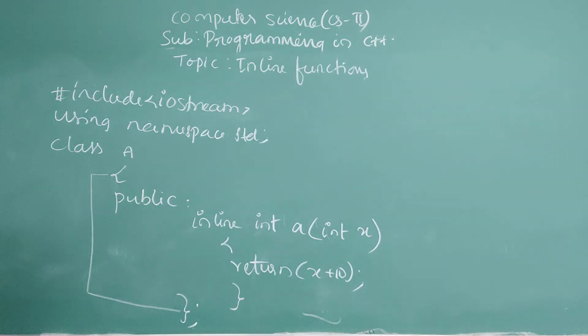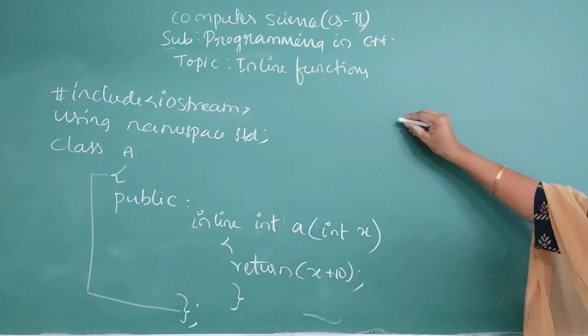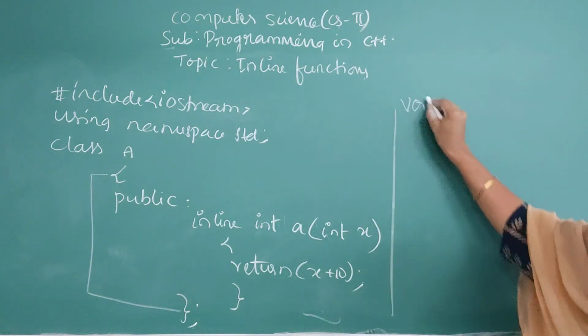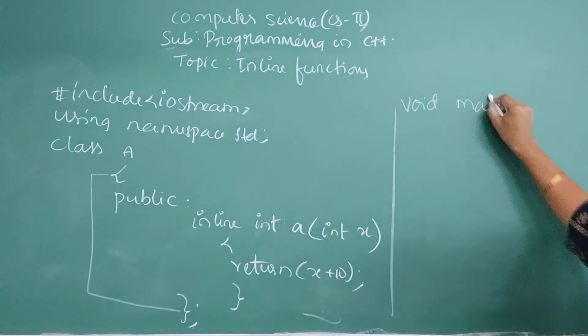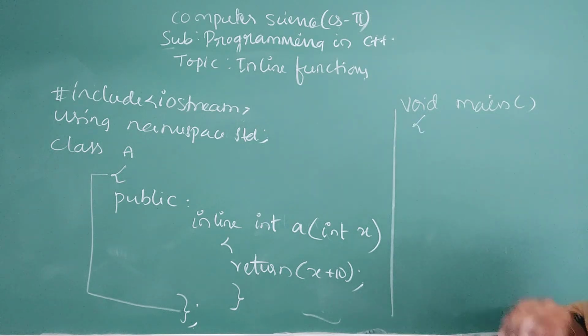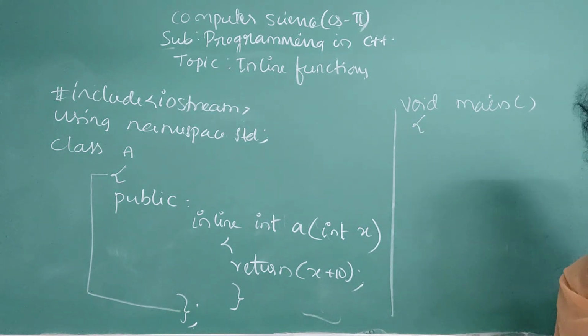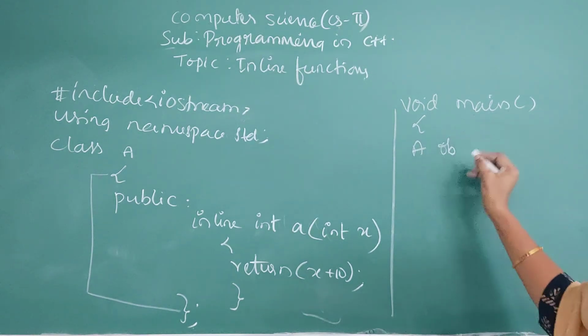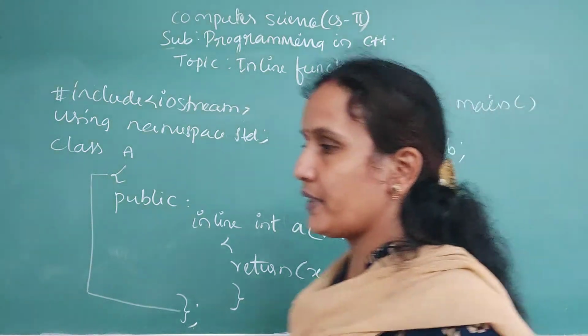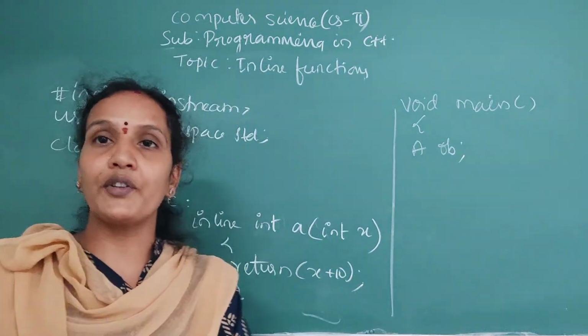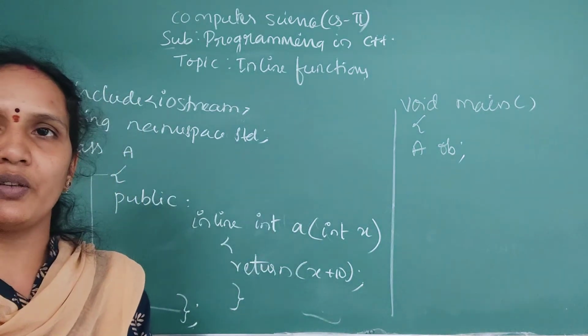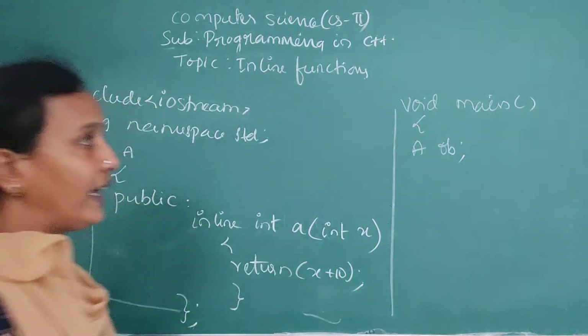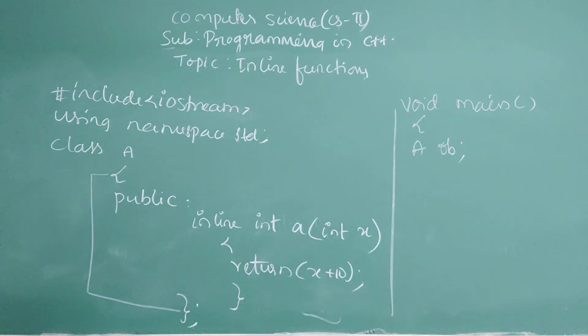Okay. Now after closing the class, come to the main function, void main. Inside the main, you create an object for this. If you have created anything inside the class, that you can access by using an object. Class name, object name. So if you have created any function, any variable in the class, you can access it by using the object. Now, directly you can execute the inline function by passing the value.